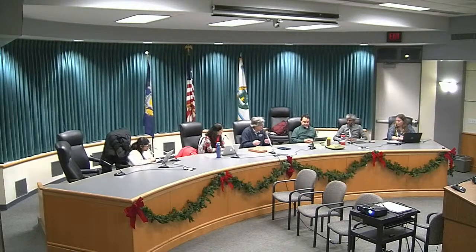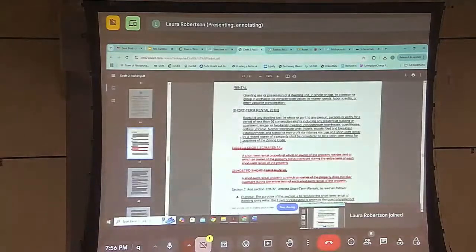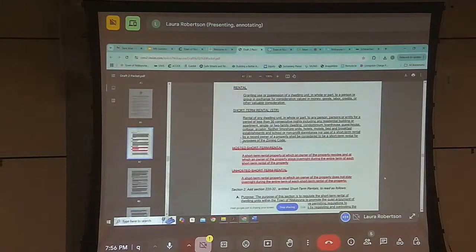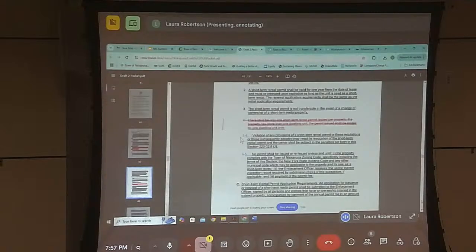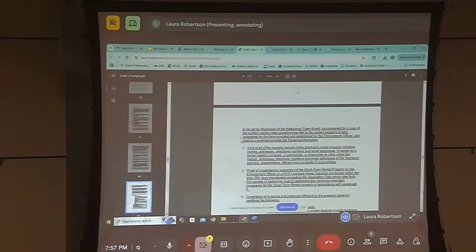I'd like to just go through the memo all the way. Wait, I did not realize that the code I sent out to you didn't have the changes. The changes are highlighted in red. That's what I thought I sent you, but what I sent was the original code. The removal of the hosted and unhosted distinction is highlighted in red. The requirement that only one short-term rental permit be issued per property was also removed.